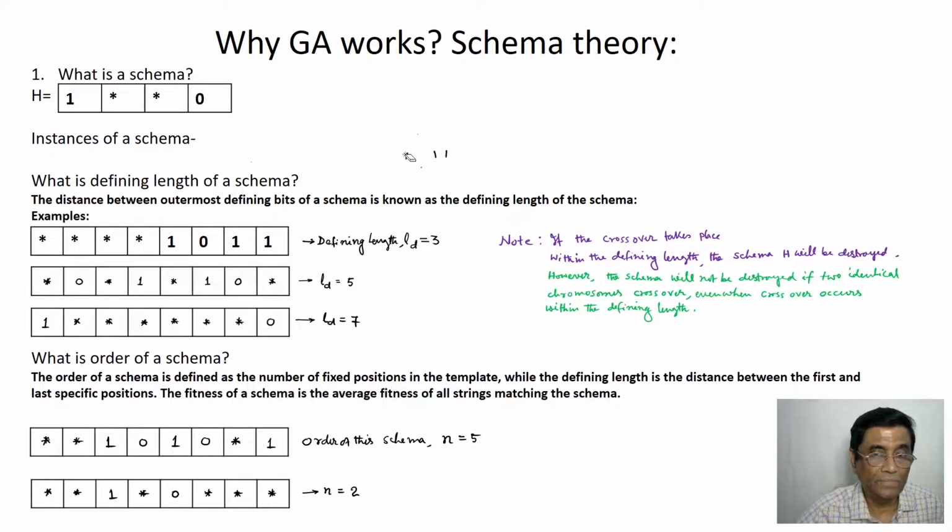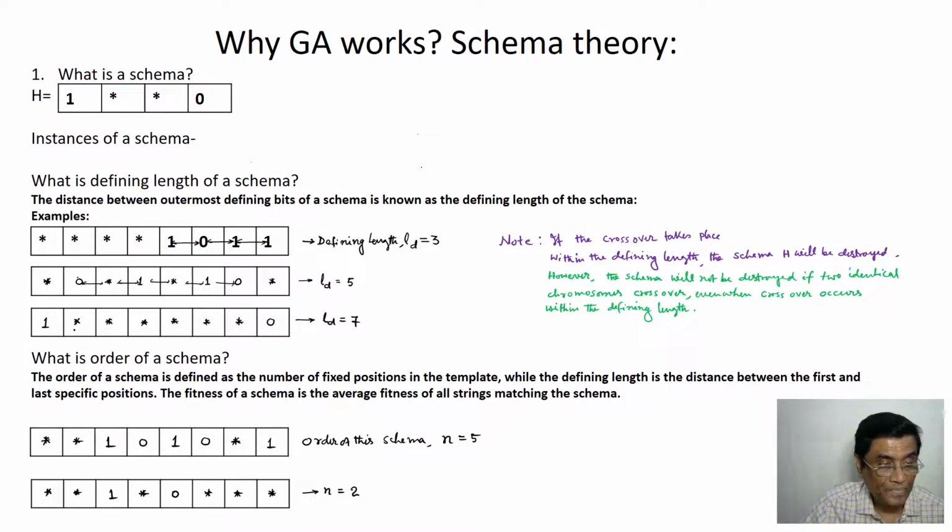And then we have introduced the concept of defining length, which is a very important concept. Defining length is the distance between the outermost defining bits. So in the schema, you have defined bits and undefined bits. What is the distance between the outermost defining bits? 1, 2, 3 units, so the defining length is 3. And here, what is the defining length? 1, 2, 3, 4, 5, because my outermost defining bits are this 0 and this 0, and the distance between them is the defining length.